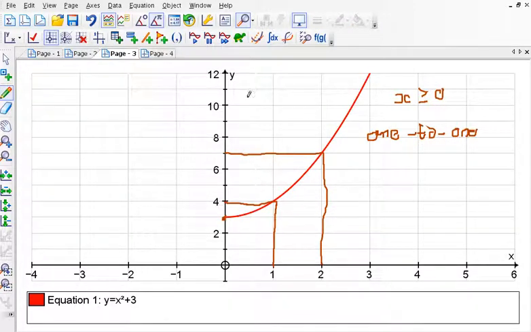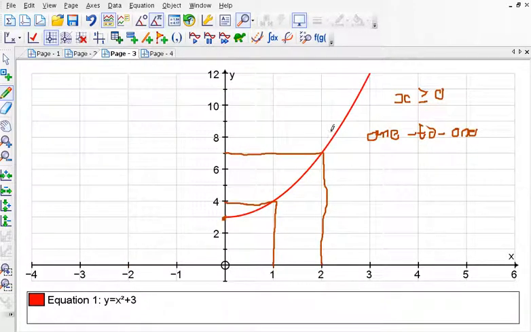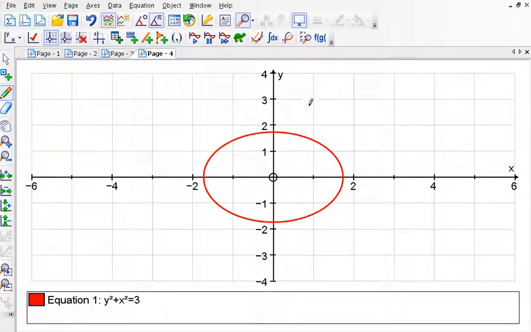I cannot do the horizontal line test and pass through 2 points anywhere along here. So I just wanted to show you that we can actually have the same quadratic, but we can limit the domain and create a one-to-one function. And finally, we can have things like this.